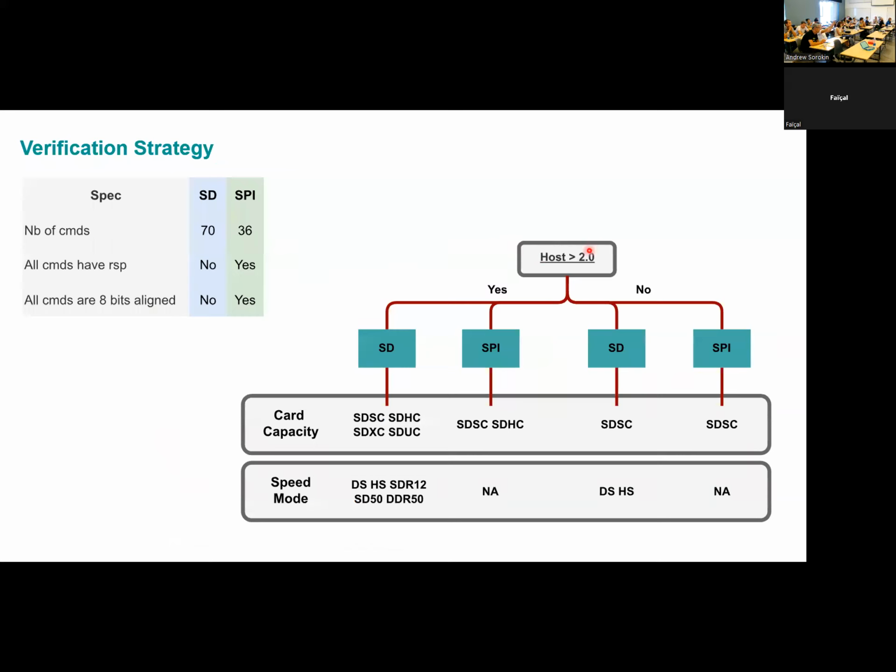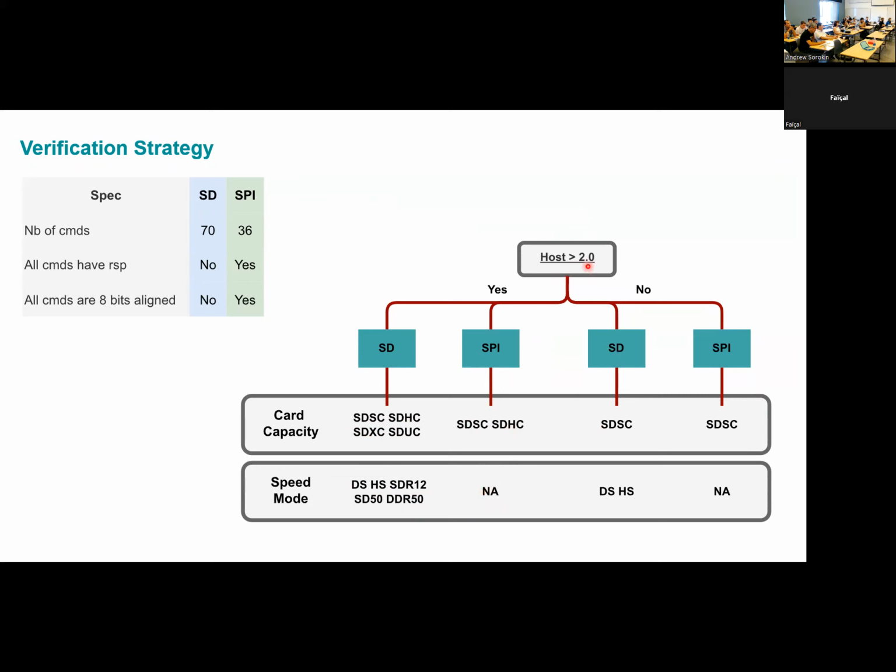Let's continue. So this slide summarizes what needs to be done on the verification. This card needs to be compliant with host 1.0, and also needs to be compliant with host greater than 2.0 specification. Which means if the host is above 2.0, we need to verify the card in SD protocol: standard capacity, high capacity, extra capacity, and ultra capacity, and different speed modes. For the SPI, for the card capacity, we have just standard capacity and high capacity, and there is no speed mode.